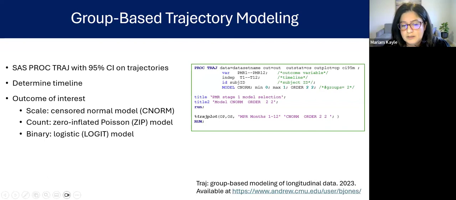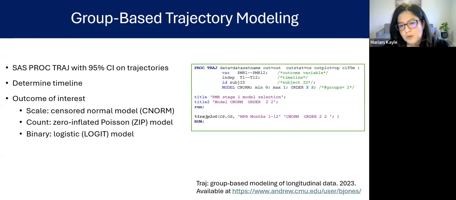The website I've included on this slide includes a really good description of how to use PROC TRAJ if you're using SAS. And then there's a macro associated with that to help you set up the data, but also examples of how to apply the PROC TRAJ. So you call the data set, apply the confidence intervals right here. And then the variables are your outcomes of interest. The independent variable is the timeline by subject ID. And then you call in the model with the CNORM.